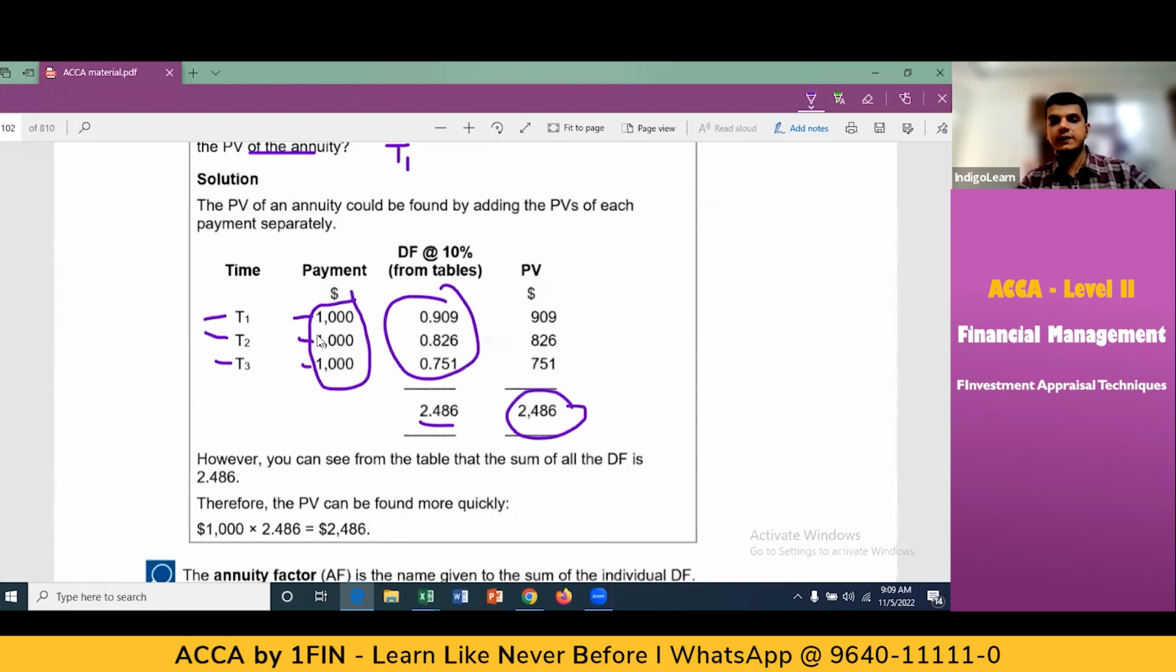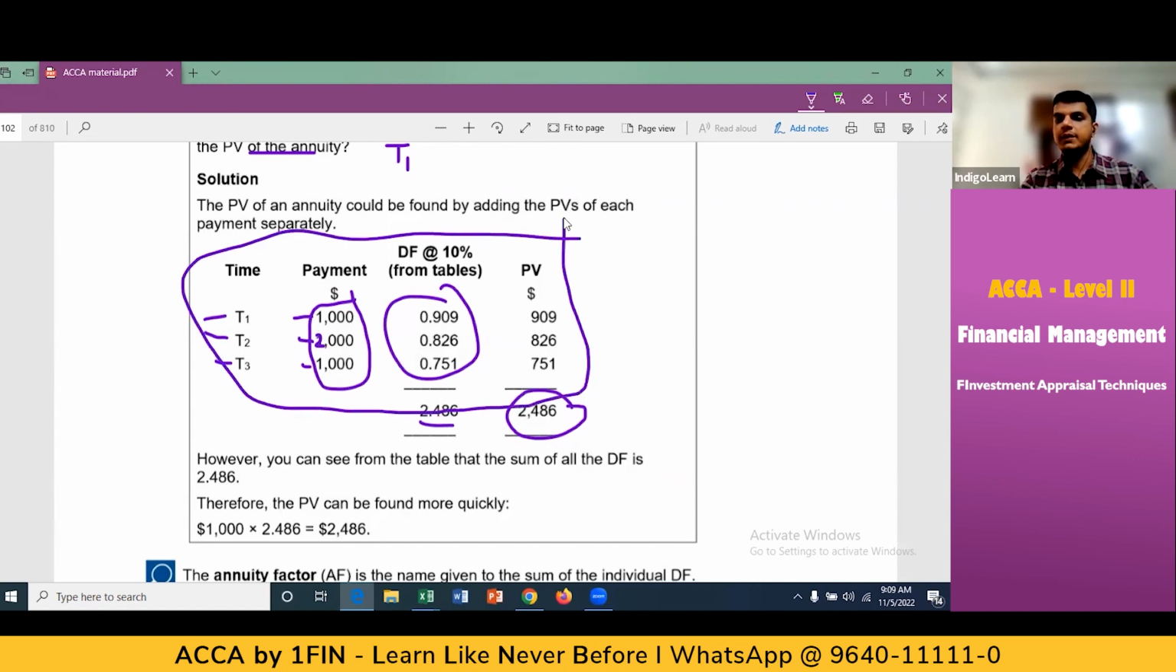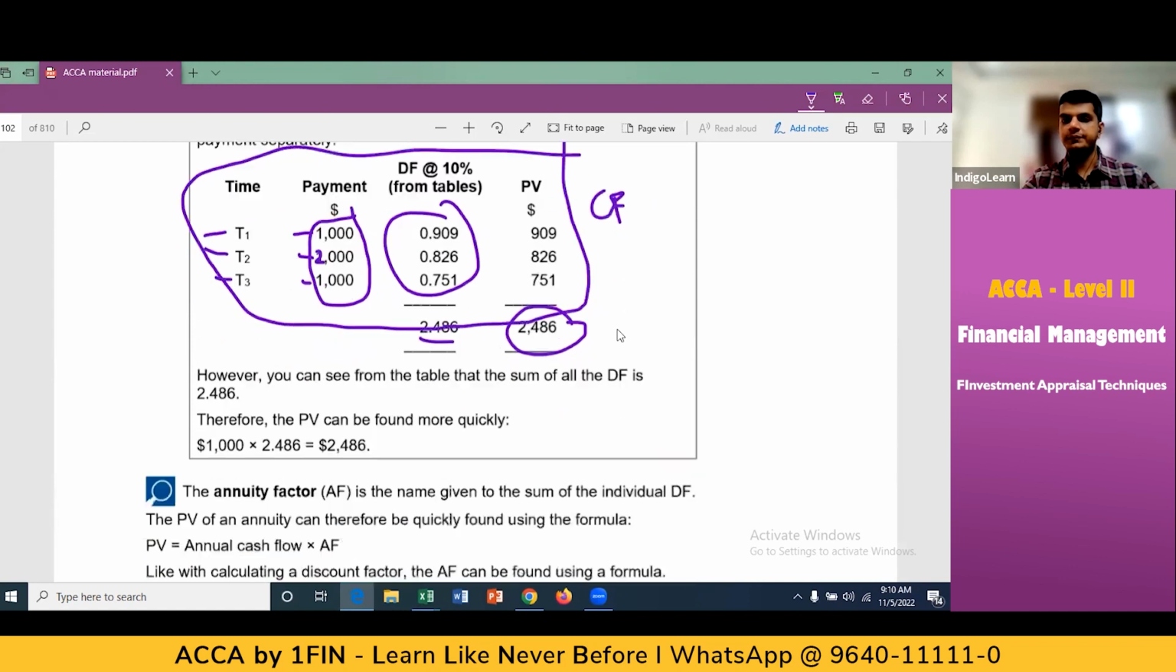Otherwise, suppose here it is instead of 1000, it is 2000. Will your annuity factor work? Because you'll sum it up and multiply by 1000, then your answer will not come because in 1 year the cash flow is 2000. So ultimately you have to go via table if your cash flows are not same. But yes, if your cash flows are same, then you can go with the annuity factor. Clear?